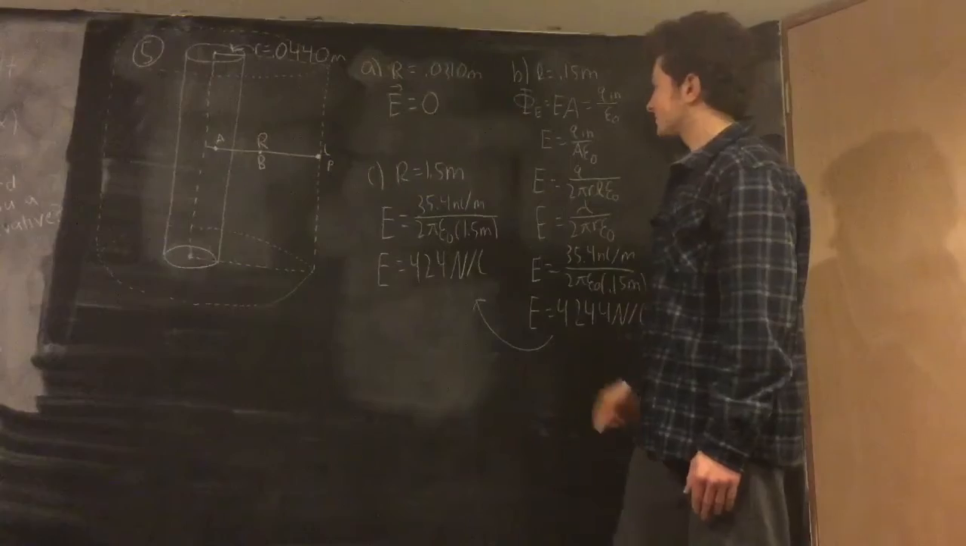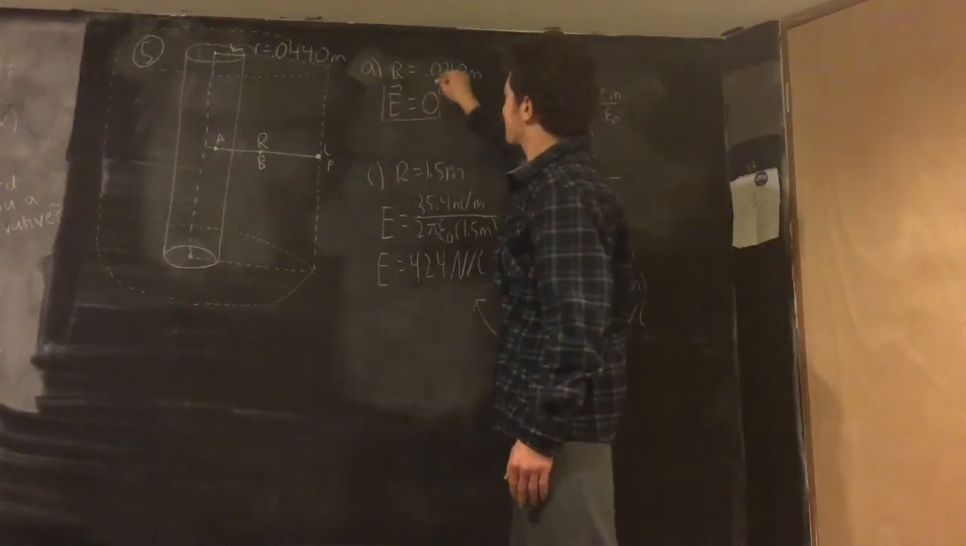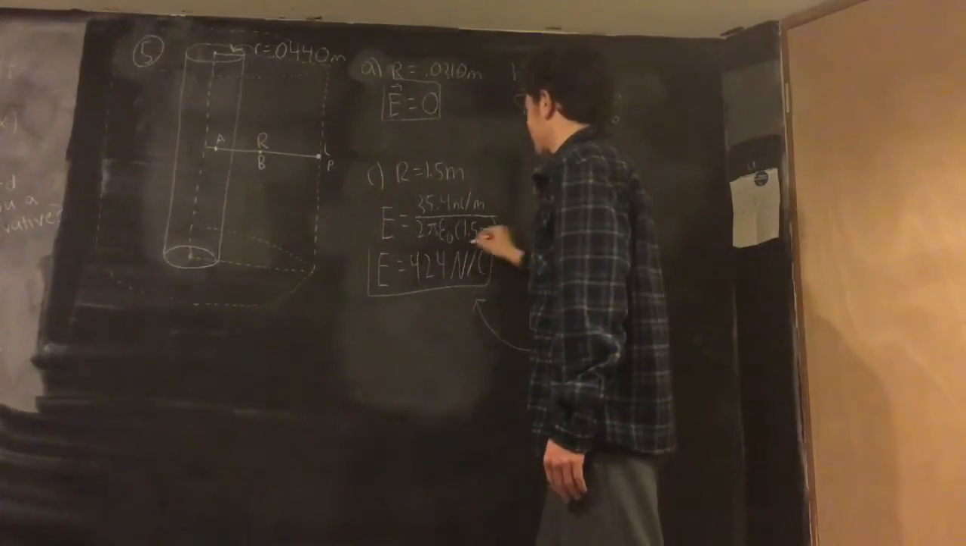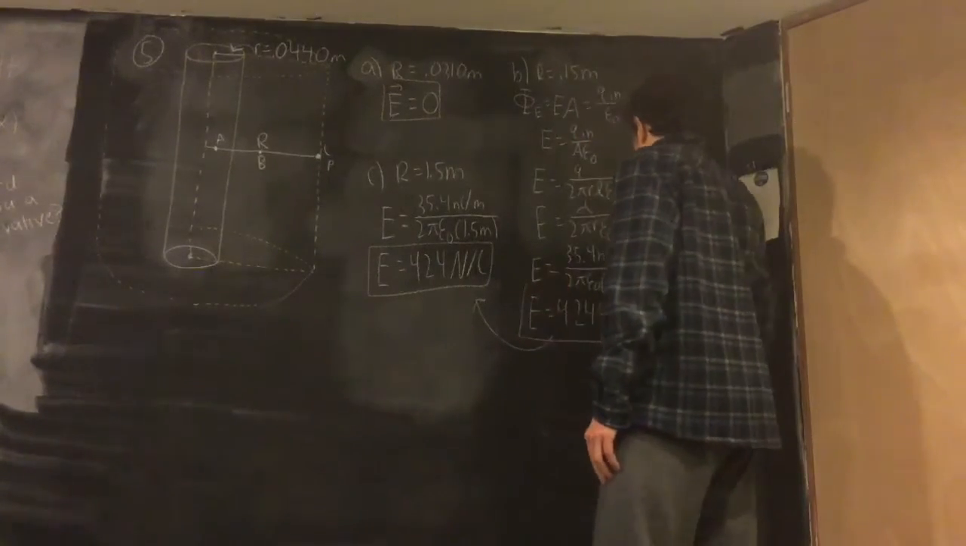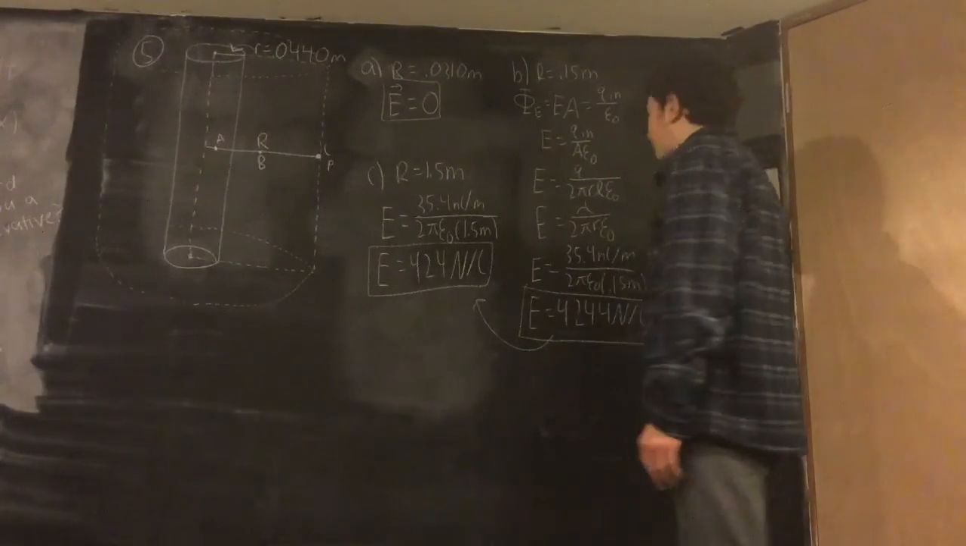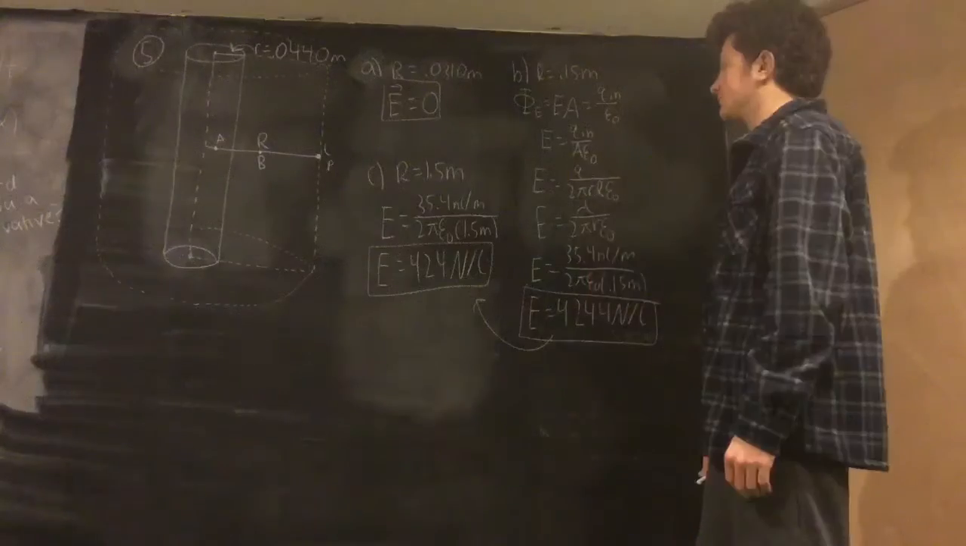Side note, the electric fields at points B and C both point to the right, since there's a positive charge contained in the rod, and electric field lines always point away from a positive charge.